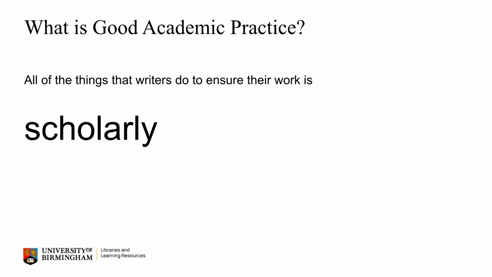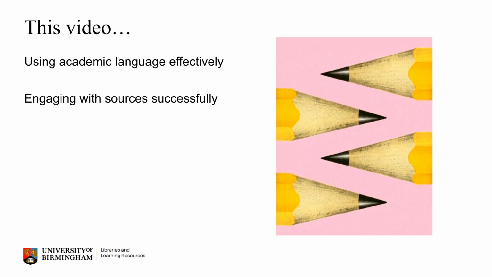Good academic practice encompasses all of the things that writers do to ensure their work is scholarly. And there are lots of different aspects to good academic practice, but this short video will consider just two: the language that we use in academic writing and how we might engage with sources successfully.